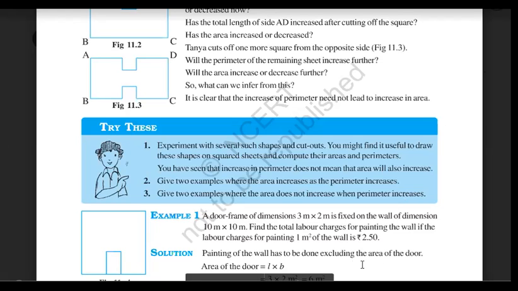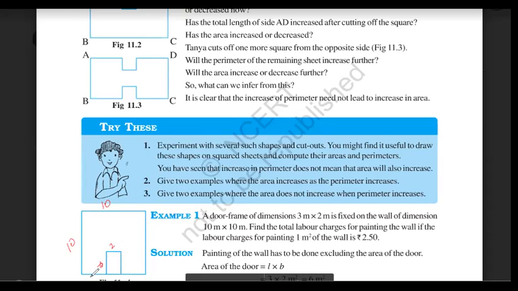See, the question is this. You see your door now. Try to imagine the question, okay? You have a wall like this, think about it, and then you have a door like this. So the dimension of the wall is given as 10 into 10. This is 10, this is 10. Right? Tell me, yes or no? And the dimension of the door is given as 3 into 2.